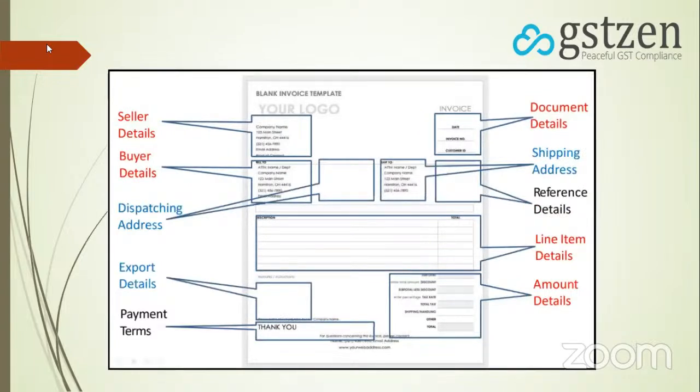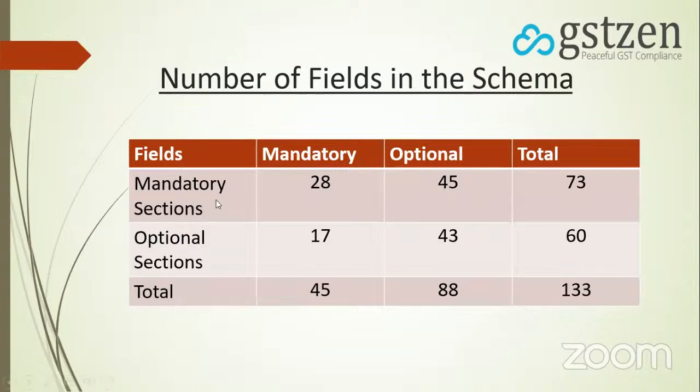Let's look at some other sections. If you have a different ship to address or dispatch from address, you would be providing that as well. In case of export, you will be providing export details. Then you have the option of providing reference details. These are optional. If you want to provide PO number, PO date, payment terms, or your bank information, these are all optional details that you can provide in the e-invoice. So you have 28 mandatory sections and 45 optional sections.